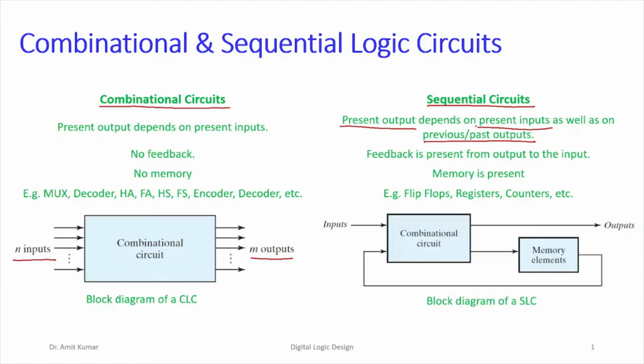This is the block diagram of a CLC, that is a combinational logic circuit. This is the block diagram of an SLC, that is a sequential logic circuit. Now, this particular word, feedback. We can clearly understand this by taking a very simple example.